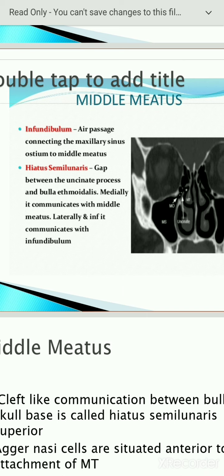We will repeat it. Hiatus semilunaris is a gap between the uncinate process and bulla ethmoidalis. Medially, it communicates with middle meatus. Laterally and inferiorly, it communicates with infundibulum.